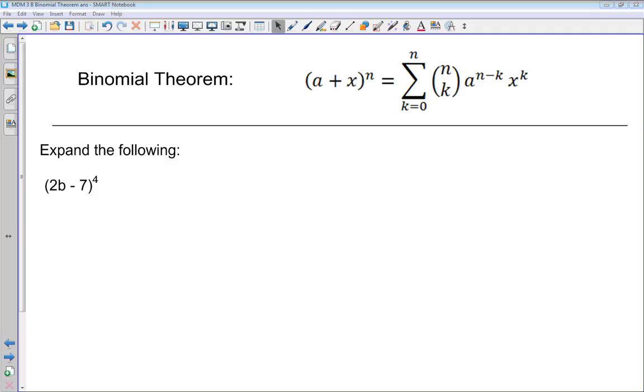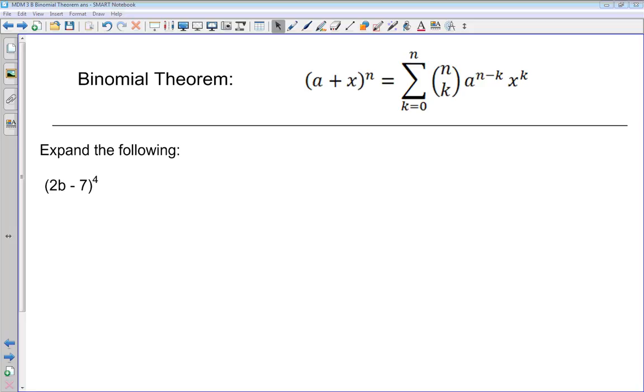So now let's look at a couple of questions where we need to apply this binomial theorem that we've been learning about to the problem of binomial expansion. So standard kind of question here. Expand the following: (2b − 7)^4. And we want to use this formula that we've got up here for the binomial theorem to do this expansion.